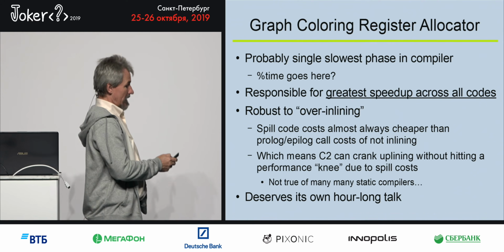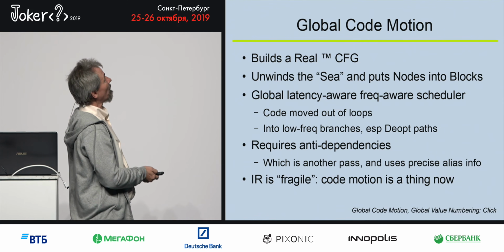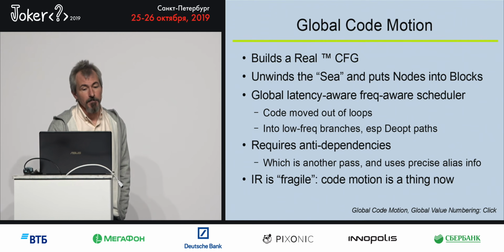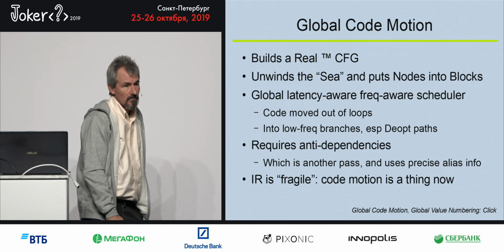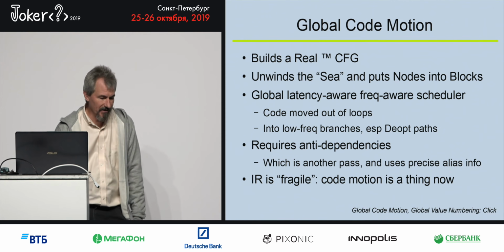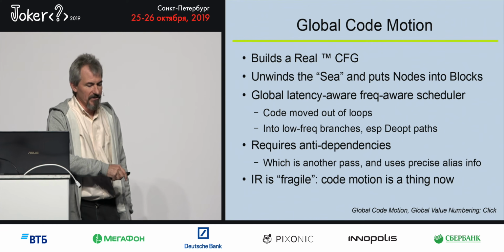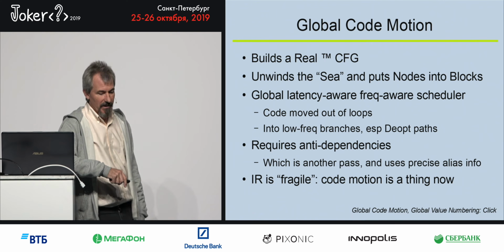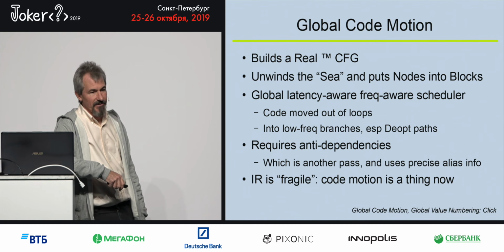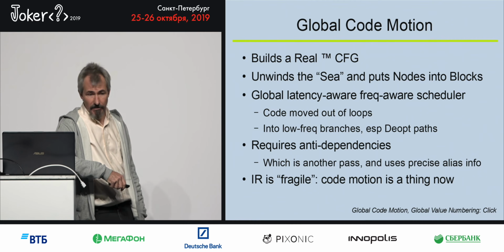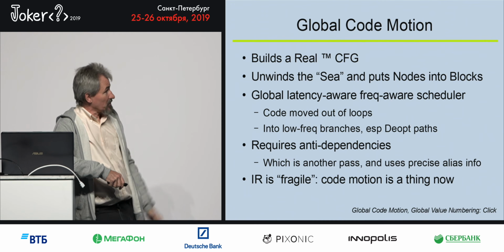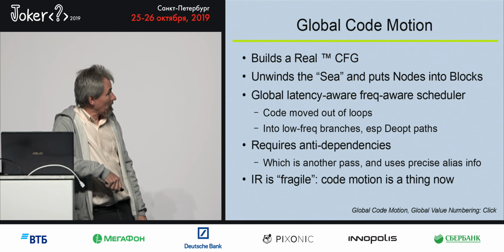So in one more slide, I got these maybe in a different order, we're going to talk about allocation. So before allocation, we do code motion. This is where I build a real CFG. I unwind the C part of the sea of nodes, and I put things back into basic blocks. This is a global latency-aware, frequency-aware scheduler. There's a paper that describes the algorithm down below. Basically, it's going to move code out of loops into low-frequency branches. Typically, deoptimization paths are very, very low frequency. It does require anti-dependencies, which use the precise aliasing info we've gotten now after all our optimizations.